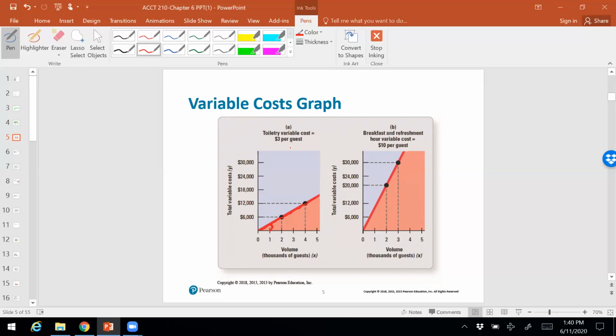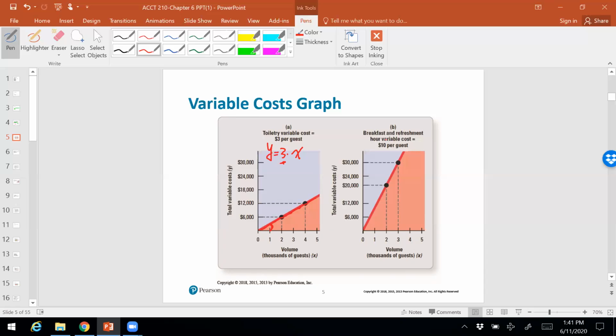So if you have 0 guests, this equation will be y equals 3 times x. If you read the textbook, I think it's a hotel example or something like that. If you don't have any guest, then your cost of the hotel will be 0. If you have 1 guest, the cost will be 3, 2 guests will be 6, 3 guests will be 9. So 1 more guest, you will have $3 as the variable cost.